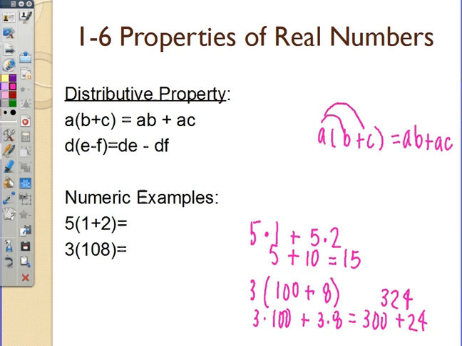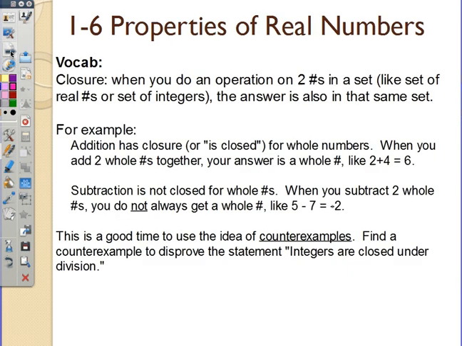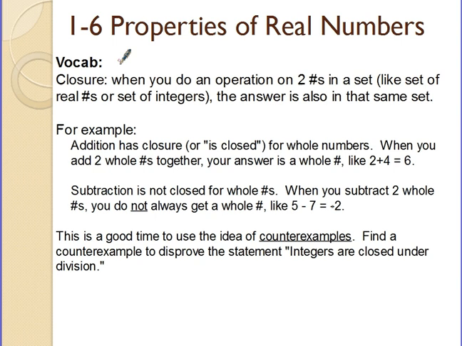The last one is the one that you're the least familiar with. It's this idea of closure. And what closure means, you're going to go back and put this on the vocabulary part on page 13. What closure means is that when you do an operation on two numbers in a set, and by a set I mean like the set of real numbers, which is pretty much all the numbers you ever deal with, or a smaller set like the set of integers or set of whole numbers.